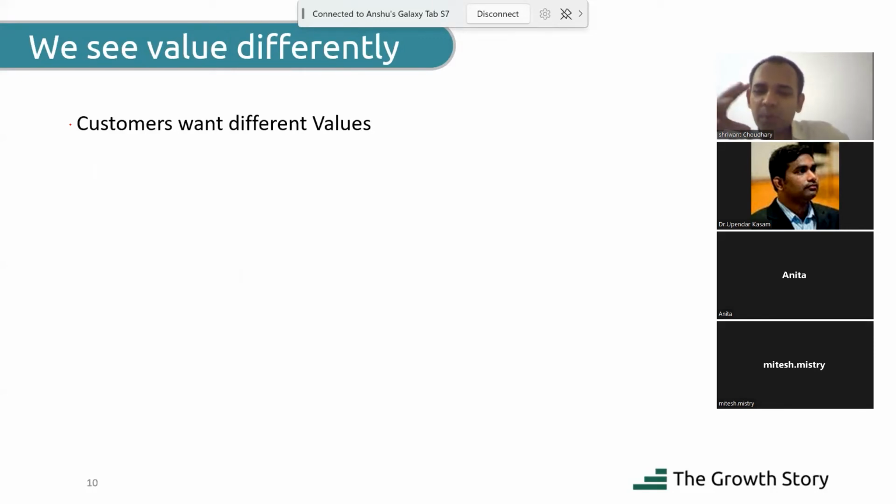Are the values of those two people the same? No, for both of them, the value will be different. Value will be different, right? The product is the same, okay, but the value is different.